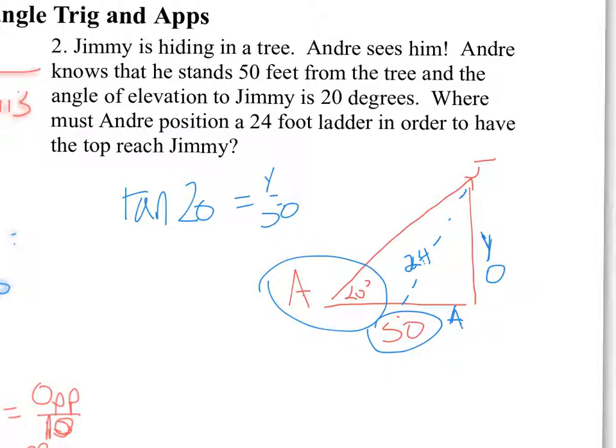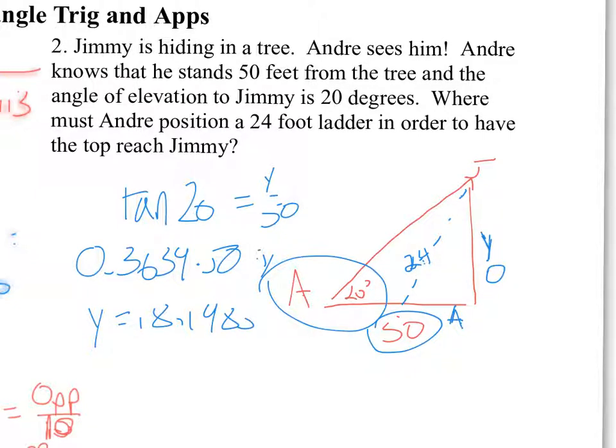Okay, tangent of 20 is 0.3639. I'm going to multiply that by 50, and that equals y, which is 18.1985. Okay, so now we know the height, which is 18.1985. I'm having the worst time with writing on this today, and I don't really know why.